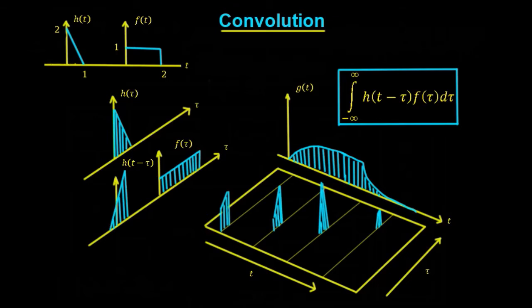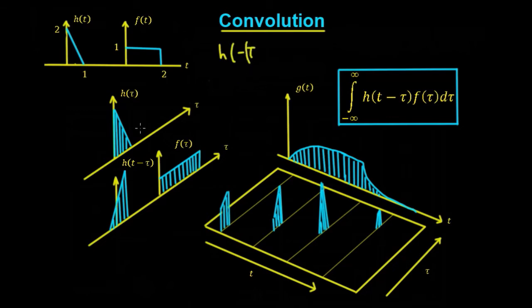So we introduce a whole new dummy variable tau. The tau replaces the variable t. So instead of having functions h of t and f of t, we have functions h of tau and f of tau. Now we know that the function h of tau gets flipped in the axis, so that's going to become h of minus tau.